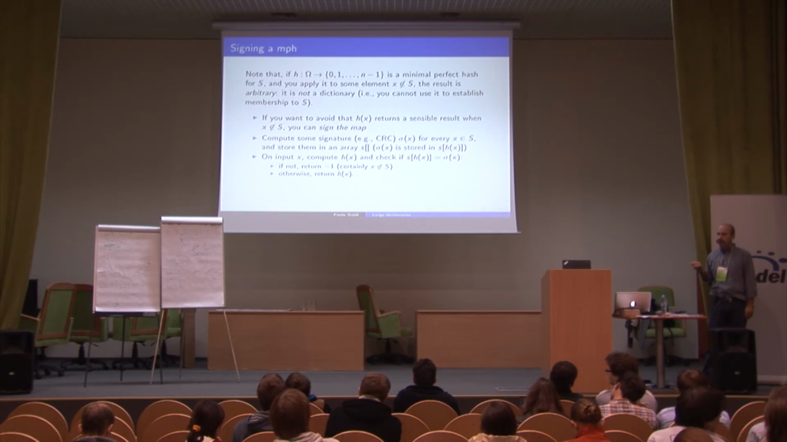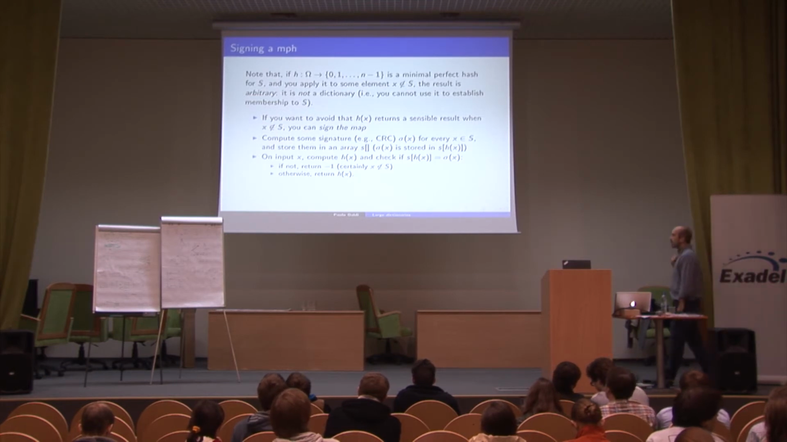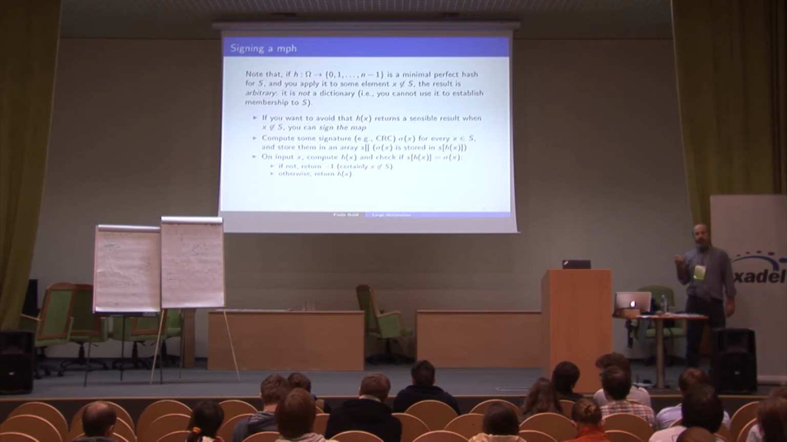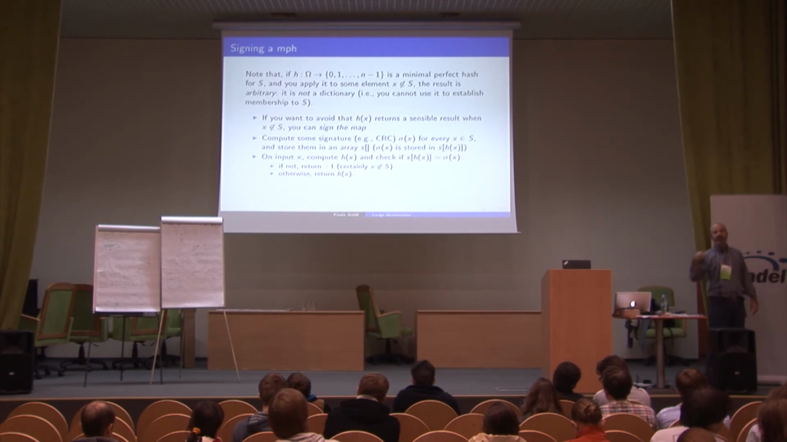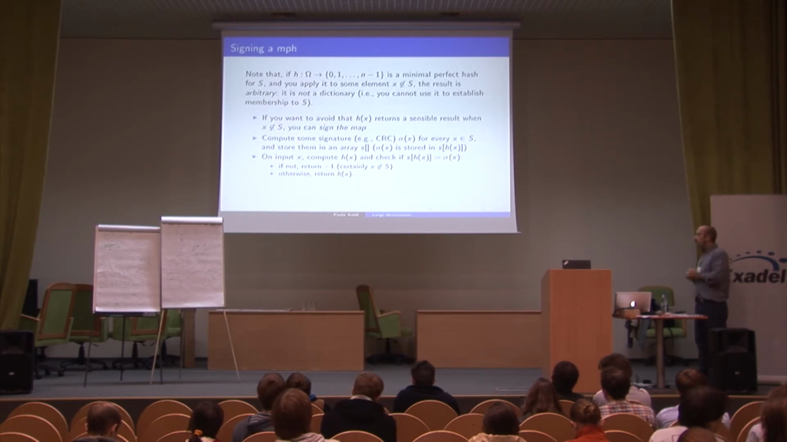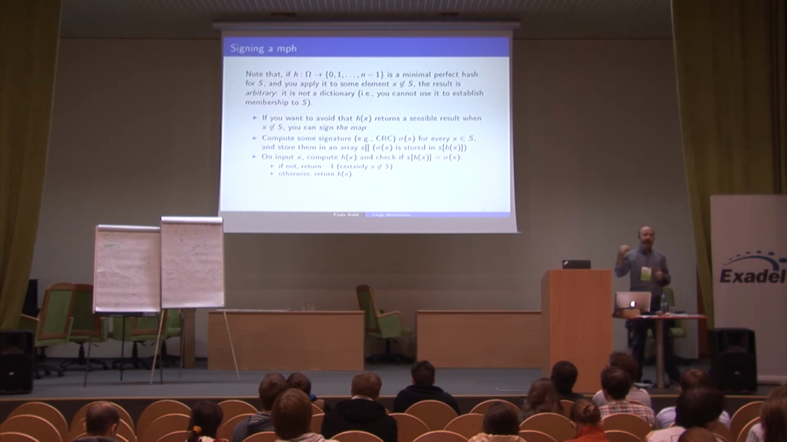You got it? So this is a way to sign a map. Signing a map means to be sure, or to be almost sure, that if you try to apply the map to something that was not part of its domain, you will get a -1 and not a number that may fool you.